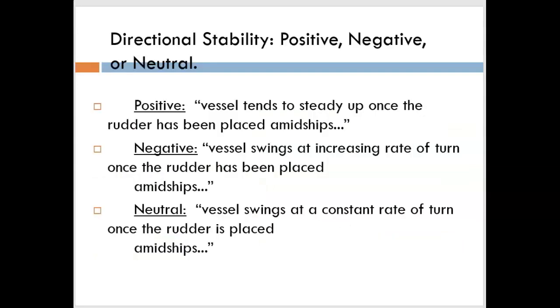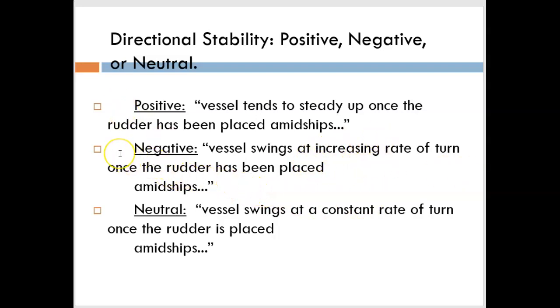The next topic is something called directional stability. It's either positive, negative, or neutral. And look at what it says here. Positive is a vessel tends to steady up once the rudder has been placed amidships. You're making a turn, you put the rudder amidships, and the vessel tends to steady up very nicely and go in a straight course. That's a good thing.